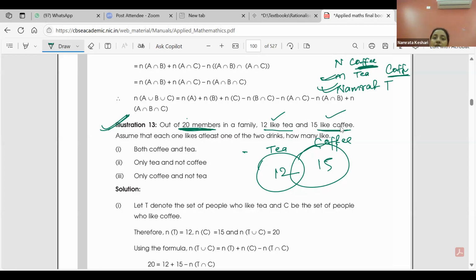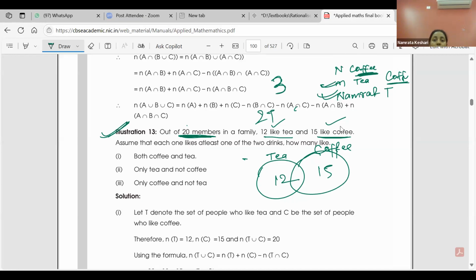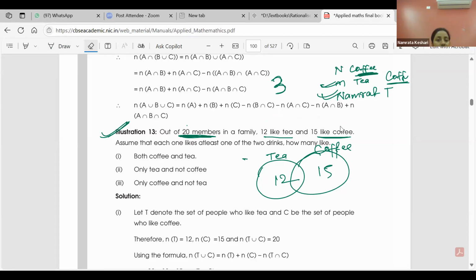If you are thinking that we did the survey for 3 people only, and 2 like tea and 2 like coffee, how exactly is it possible? It is possible because the same person is saying I like tea also and coffee also. Yes, ma'am. That is what is happening here: out of 20 people, 12 like tea and 15 like coffee, because many persons are saying both.